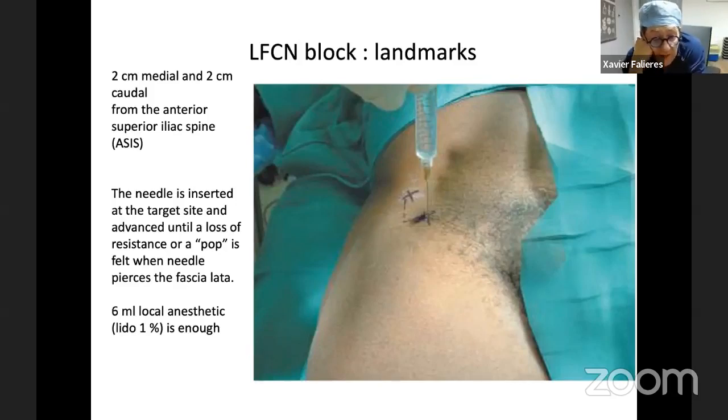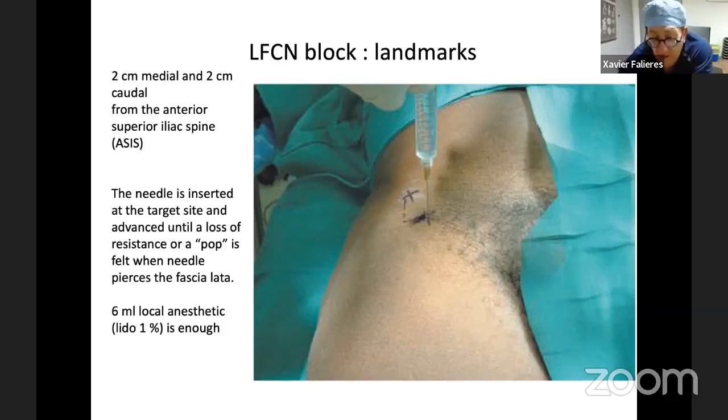You see here the landmarks: 2 centimeter medial, 2 centimeter caudal from the anterior superior iliac spine. You will insert the needle. You will feel a pop, which pierces the fascia lata. And if you give 6 to 10 milliliter of lidocaine 1%, for instance, you will quickly obtain a very good sensitive block of the lateral side of the thigh.